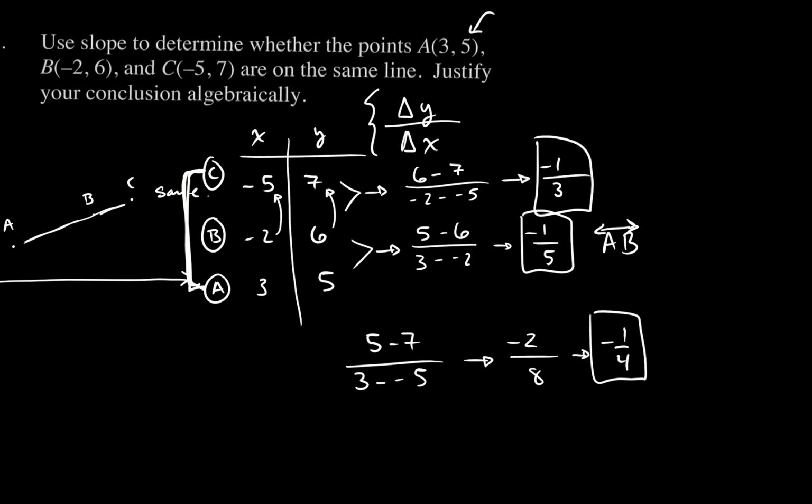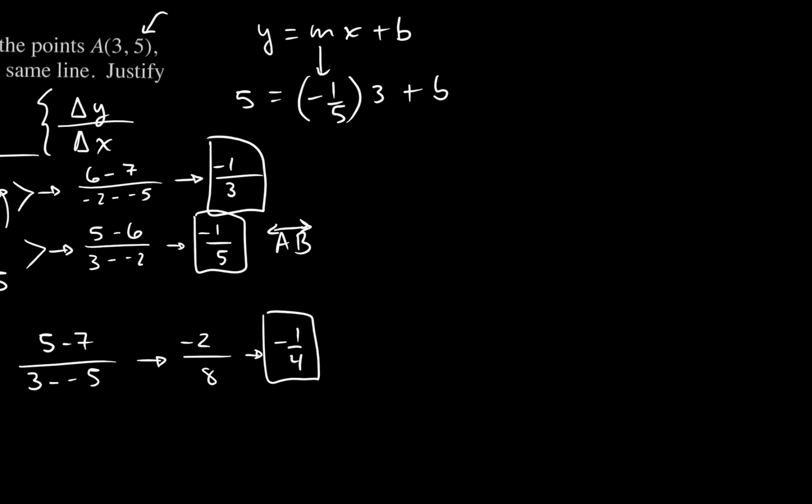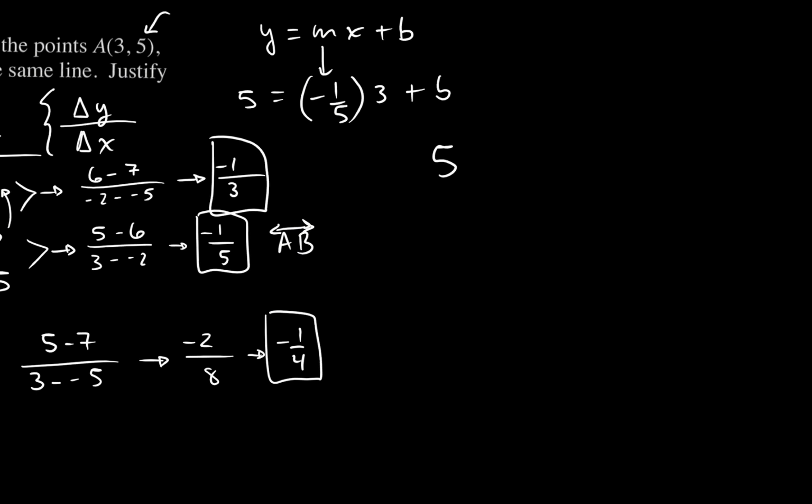So I'm thinking y equals mx plus b. I know that the slope for line AB is negative 1/5, so I'm going to put a negative 1/5 here. And then I'm going to put an x value of 3 and a y value of 5. Oh, I can't catch a break. I'm getting these fractions. So this equation becomes 5 is equal to negative 3/5 plus b.